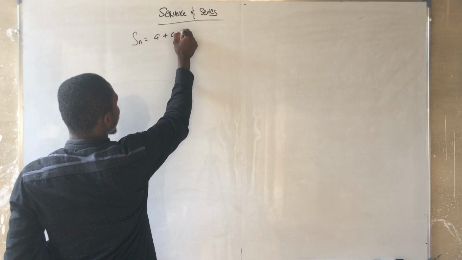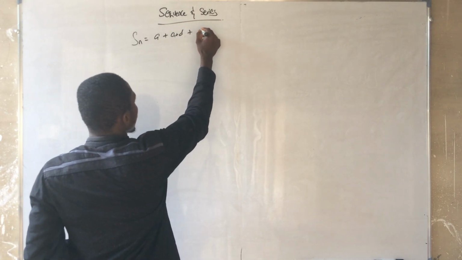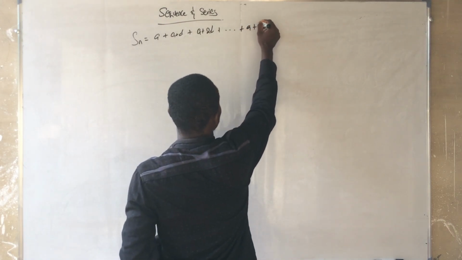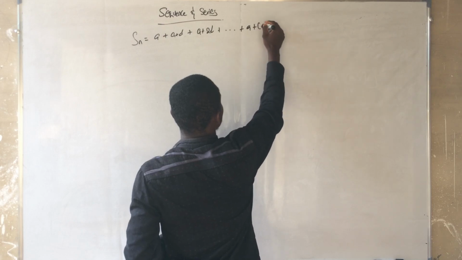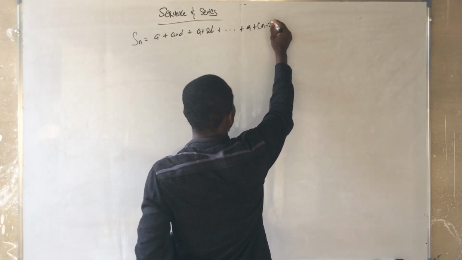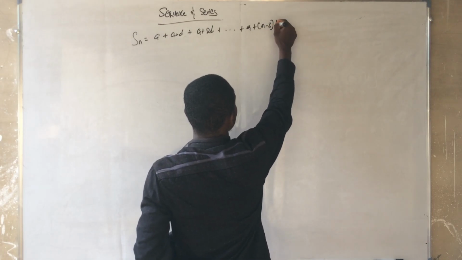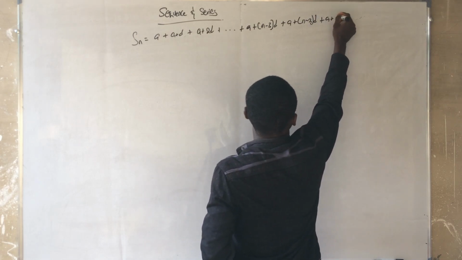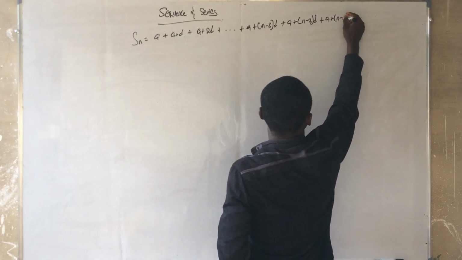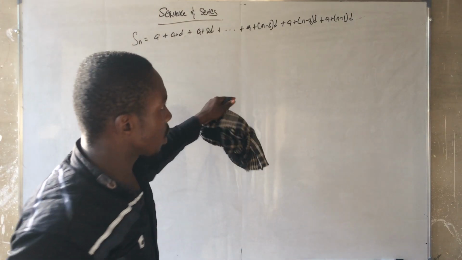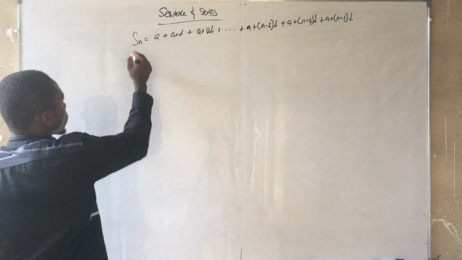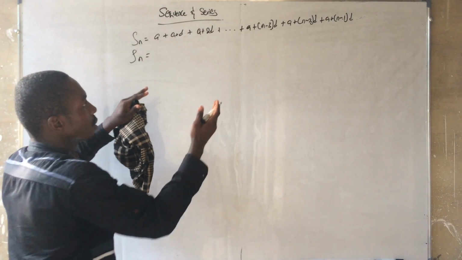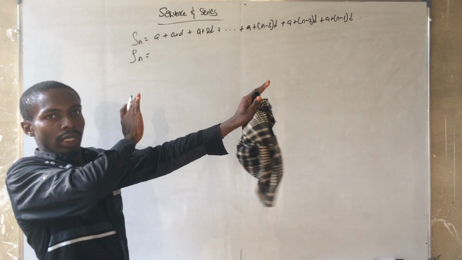A plus A plus D plus A plus 2D plus ... plus A plus (n minus 3)D plus A plus (n minus 2)D plus A plus (n minus 1)D. So when you get to this now, we're going to arrange it again. Like arranging it now, we're going to start from this very side, turn it like this.